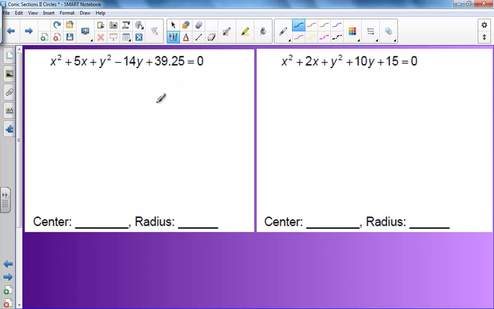Alright, I'm not going to have you do any decimal ones, but let's go ahead and set that up.